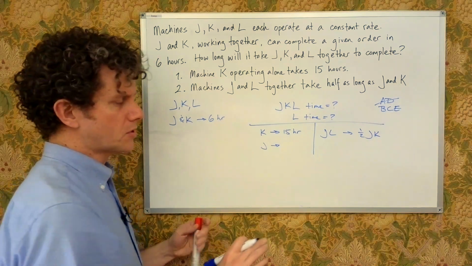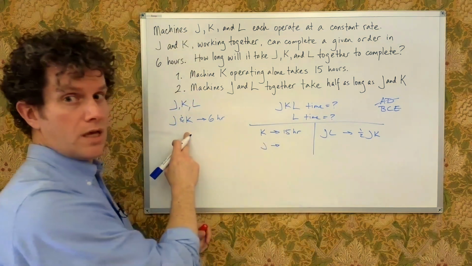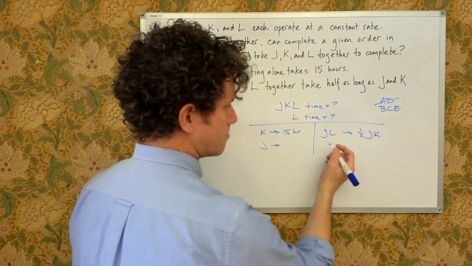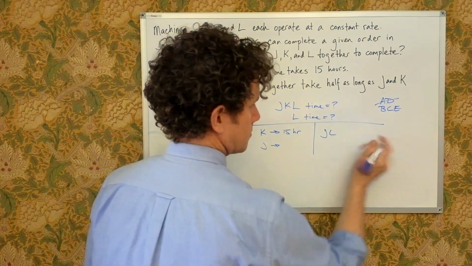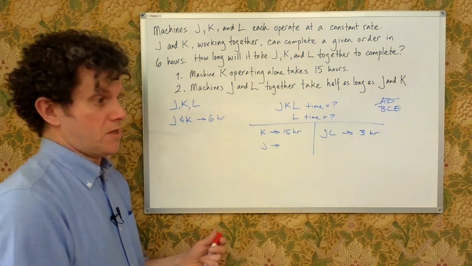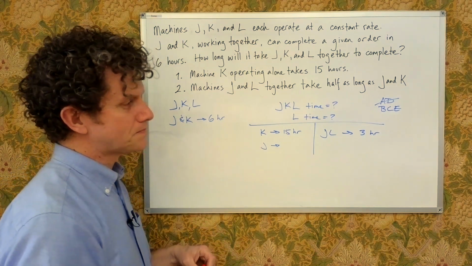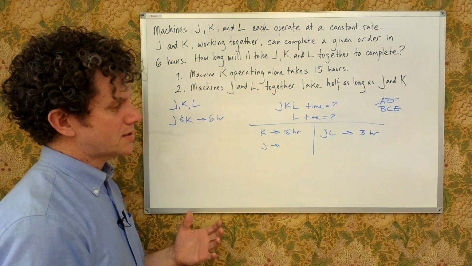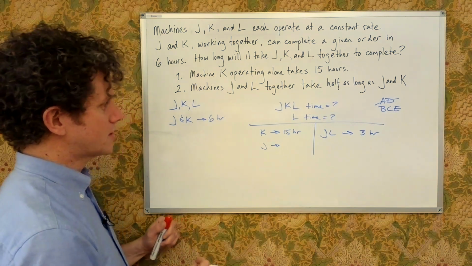We have the time. Let's push a little harder. JL is half of JK. Well, what's JK? It's 6. So really what this statement is telling us is J and L are 3 hours. Okay, that's even more certain. I know more than I thought I did before. Super. But we just don't know how this works.